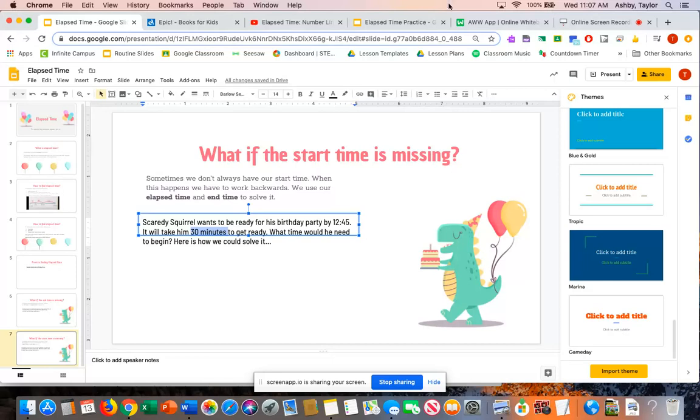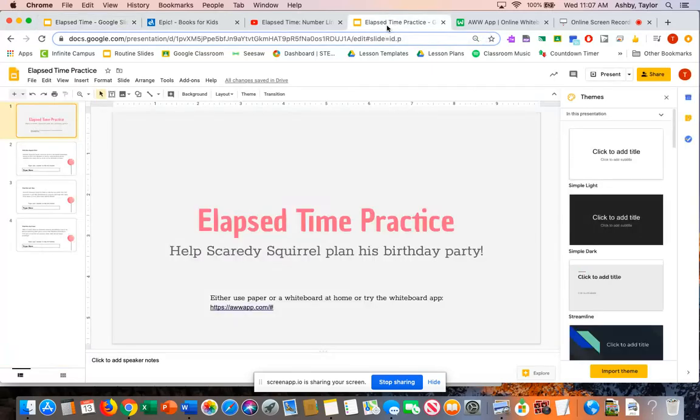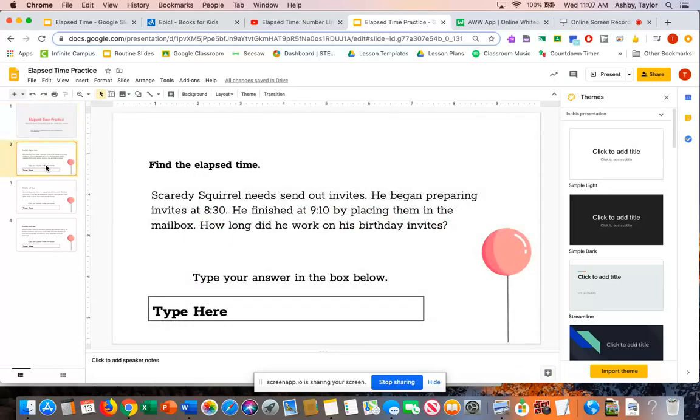Today, third graders, your independent practice will be on Google Classroom and it will be called Elapsed Time Practice. If you would like to use that whiteboard app that I was using during our lesson, you'll click this link on the very first slide. However, if paper works better or if you have a whiteboard at home, either of those options are just fine. You will have 3 problems.